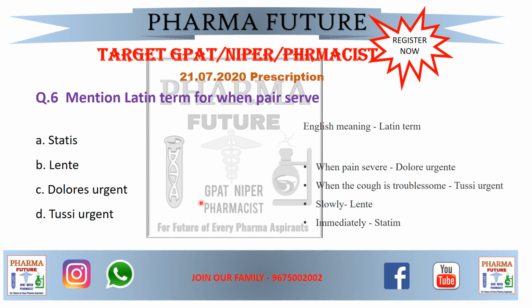Moving to the sixth question, mention the Latin term for 'when pain is severe': option A statim, option B lente, option C dolore urgente, option D tussi urgente. Now we'll see the English meaning with the Latin term. When pain is severe it is dolore urgente, when cough is troublesome that is tussi urgente, for slowly is lente, and for immediately is statim.